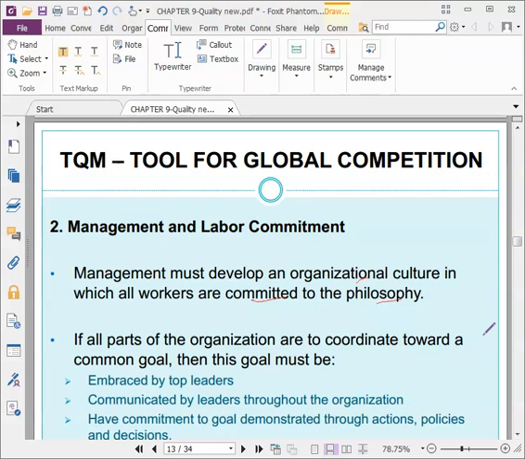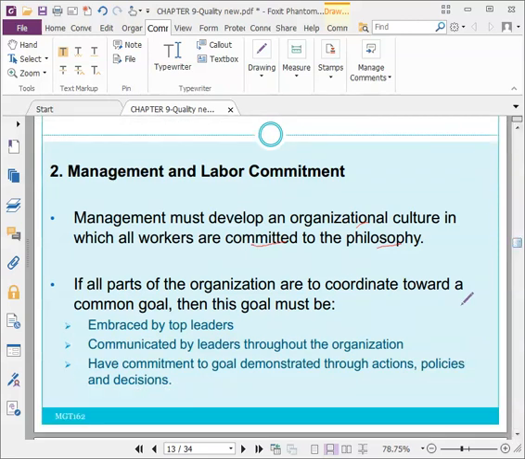Okay, so kalau semua memberikan komitmen yang bagus, every employee will give the tip-top commitment for the management to achieve their mission and vision. Barulah boleh compete in the global. Okay, if all parts of the organization are to coordinate towards a common goal, then this goal must be embraced by top leaders.